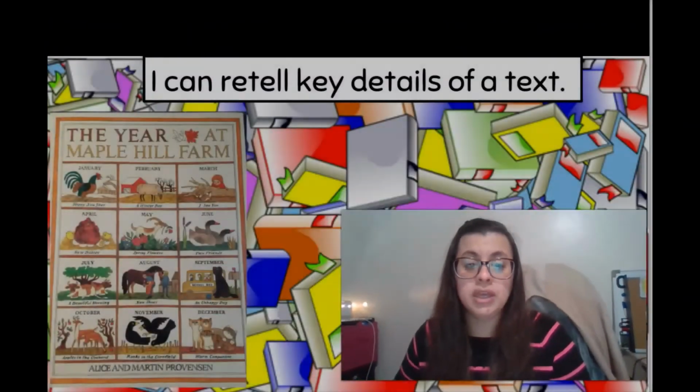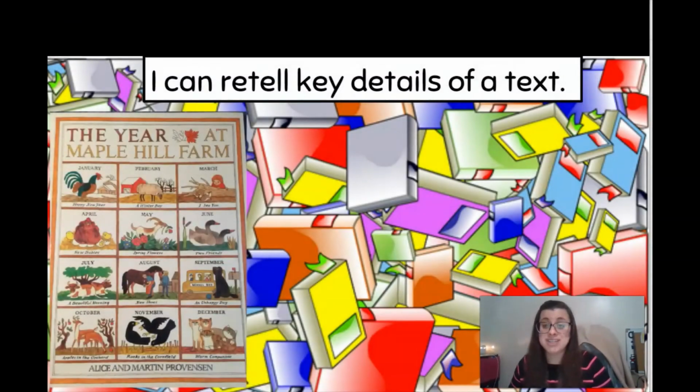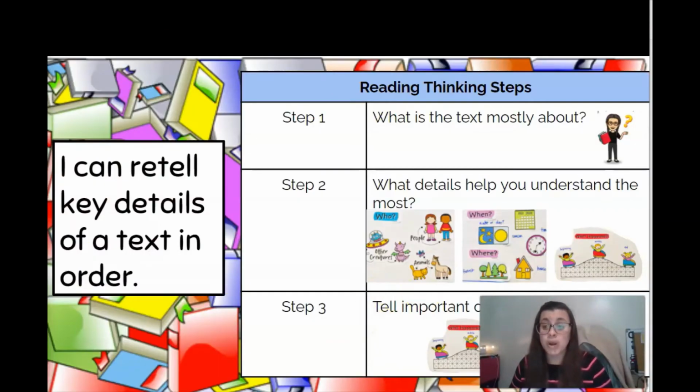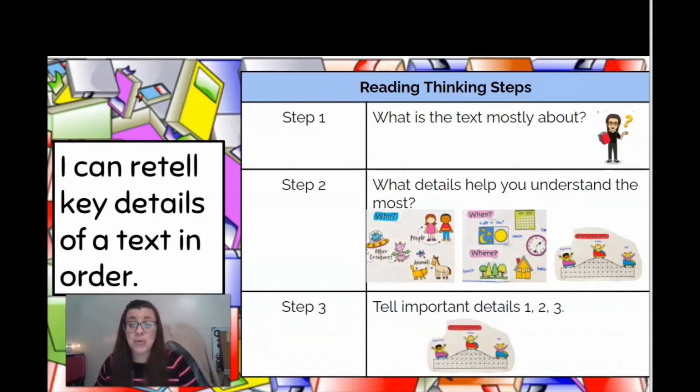So here we go. Our reading thinking job today is I can retell key details of a text. We're going to do that by, step 1, talking about what the text is mostly about. Step 2, what details help us understand the most. And then step 3, we're going to retell that story in our own words.